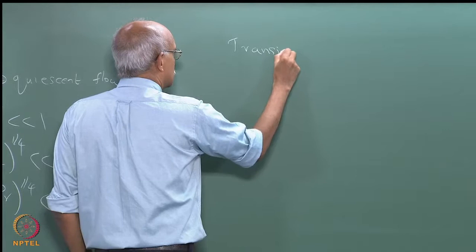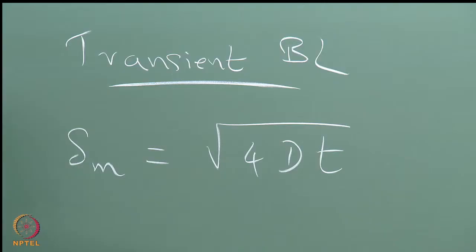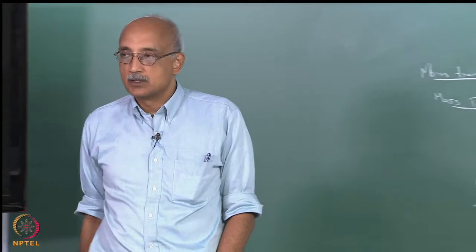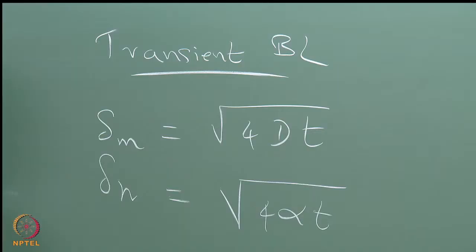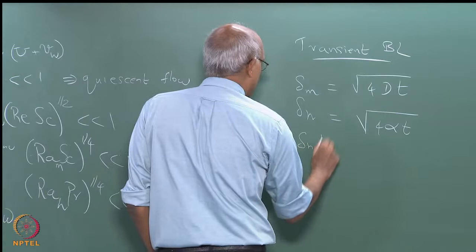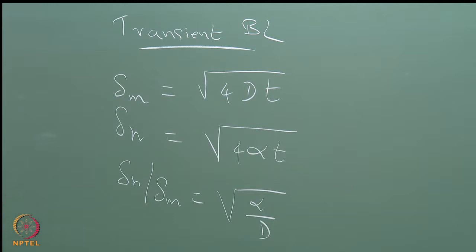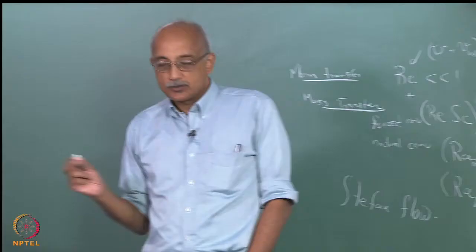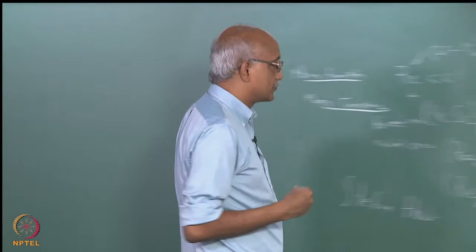The mass transfer boundary layer has a dependence that looks like this, square root of 4Dt, where D is the Fick diffusivity and t is time. So, it basically has a square root of time dependence. Similarly, the heat transfer boundary layer, delta_h, will have a square root of 4 alpha t dependence. So, if you look at the ratio between delta_h and delta_m, it goes as square root of alpha over D. Now, in most physical situations, thermal diffusivity, which is k by rho Cp, tends to be much larger than mass diffusivity. So, this number is typically larger than 1, and most of the time it's much larger than 1.